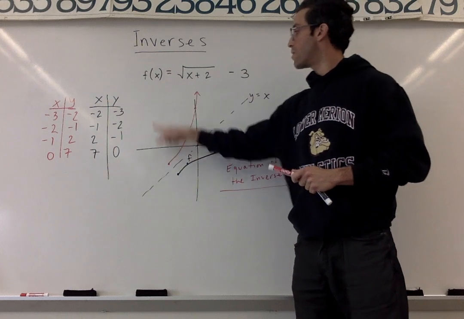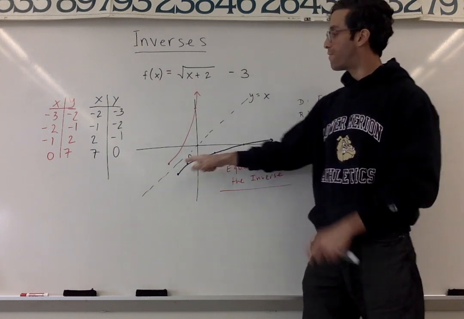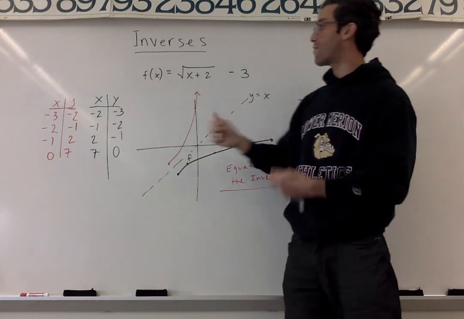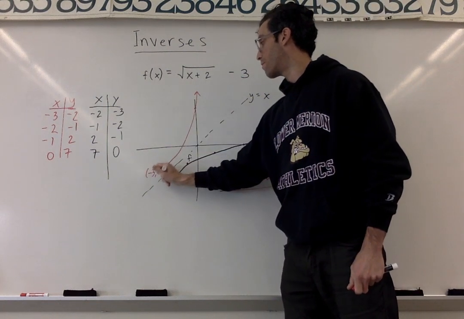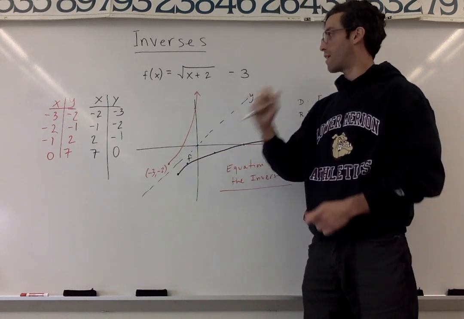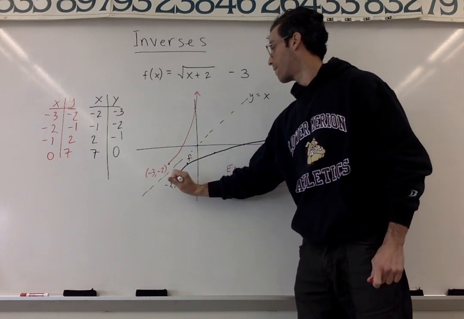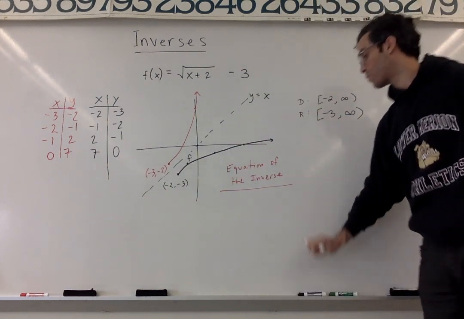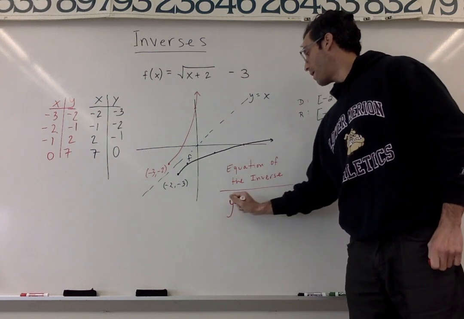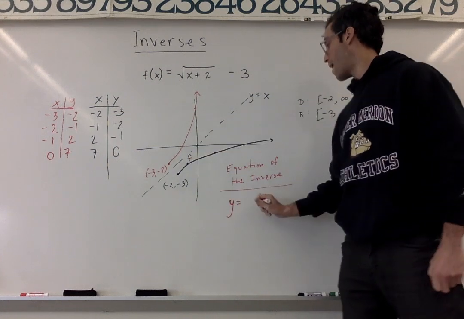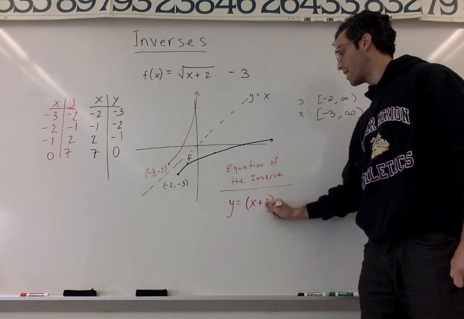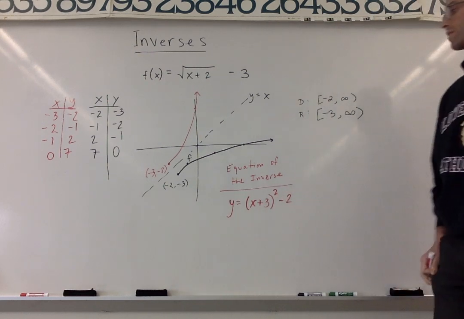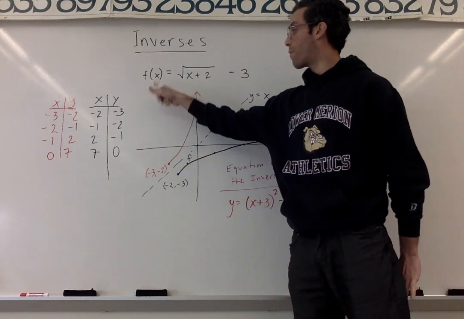All right. So knowing this is half of a parabola, the full parabola would continue like this, right? It's only half, but it does have a vertex at (-3, -2). This endpoint here was (-2, -3), and the parabola's vertex would be (-3, -2). So you have a parabola that's been shifted 3 to the left and 2 down. So we have (x + 3)² - 2. Now, that will be the entire parabola, right?